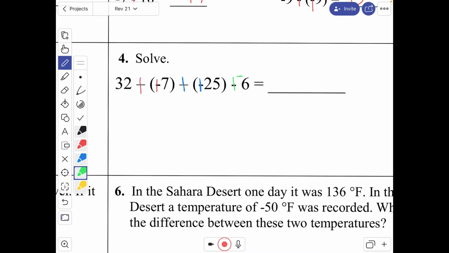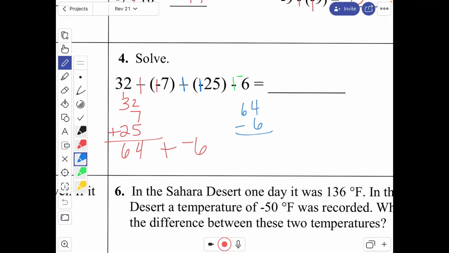So it looks like the first 3 numbers are all positive. So if they all have the same sign, I can just add them together. So I have 32 plus 7 plus 25. That's 64, plus the negative 6. Those have different signs, so we have to subtract. 64 minus 6 makes 58. And we take the sign of the higher, which was positive, so it's positive 58.